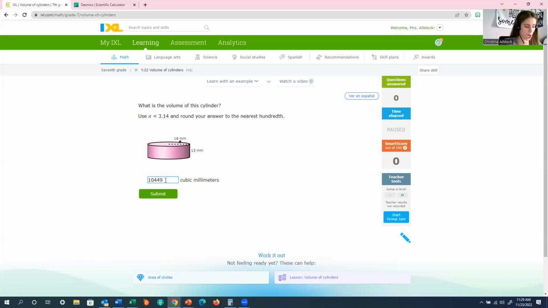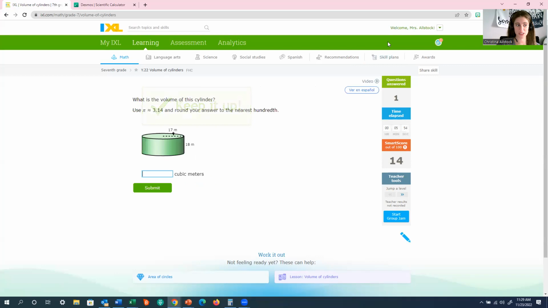We don't need to put a comma in, but you do need to make sure to put your decimal point in. So the volume of this cylinder is 10,449 and 92 hundredths cubic centimeters.